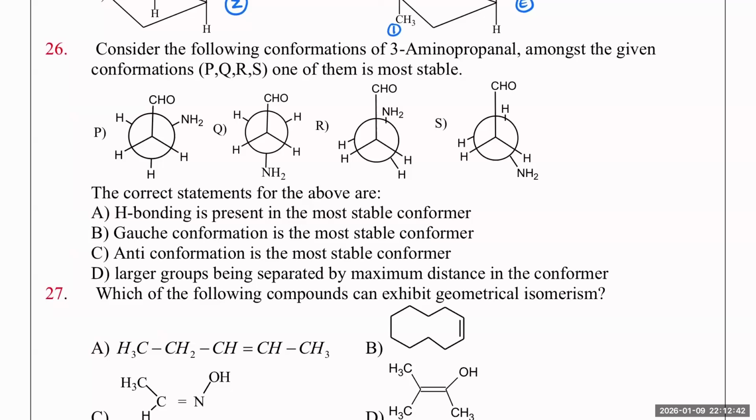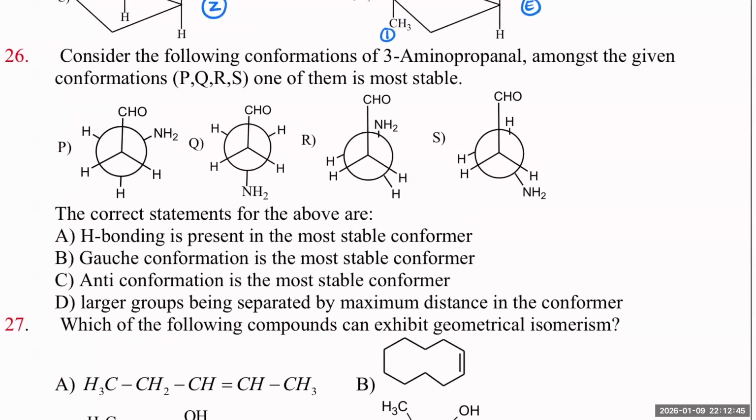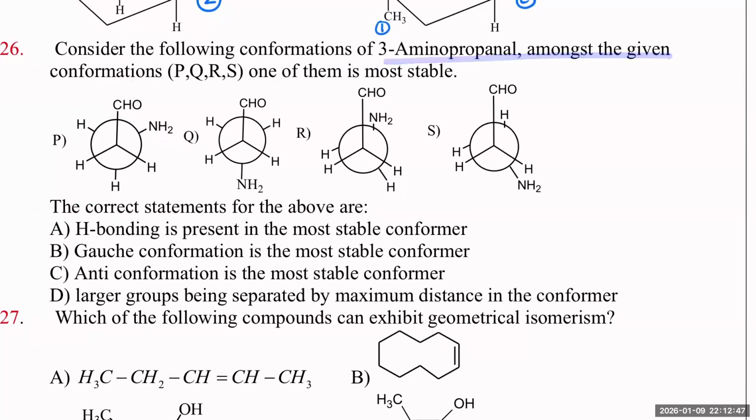Next. Consider the following conformations of 3-aminopropanol against the given conformations P, Q, R, S. Okay, the most stable one is... And you know that when it comes to stability, it is the gauche form which will try to be more stable because of the hydrogen bonding which it can possess. So you need to look out for hydrogen bonding, where exactly it is present. So check out first. Here there is hydrogen bonding because this oxygen and hydrogen can make a bond here.